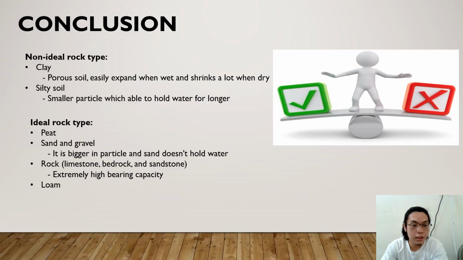In conclusion, clay and silty soils are considered non-ideal soil types for foundations because they are porous, easily expand when wet and shrink a lot when dry. Other than that, their smaller particles are able to hold water for a longer time. For the ideal soil type, peat and loam are the best choice. Sand and gravel are also a good choice because they have bigger particles and sand does not hold water for a long time.